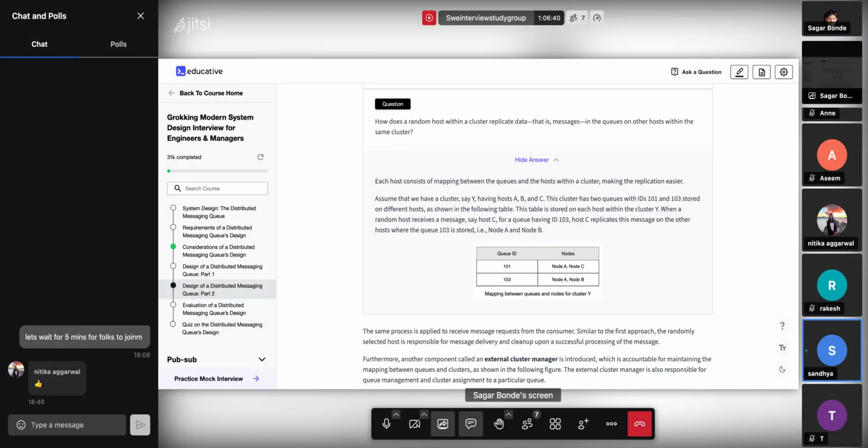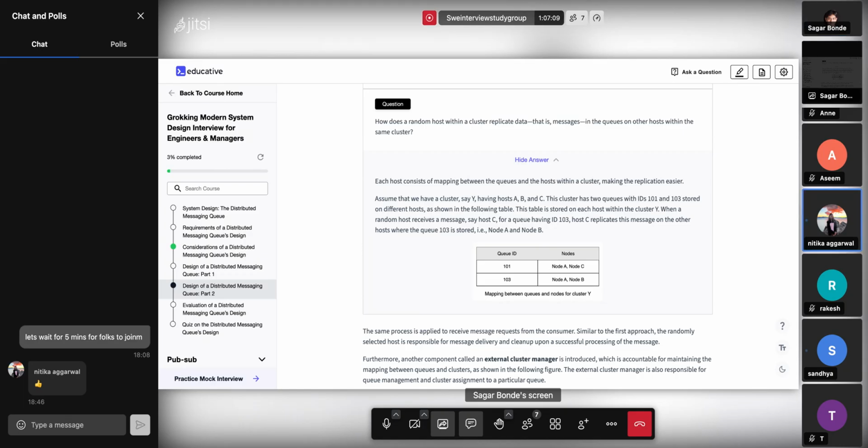If we are not talking about the cluster, where exactly do they have information about which queue is stored on which node or server? So consider that this map of which queue is stored where is in every single host.